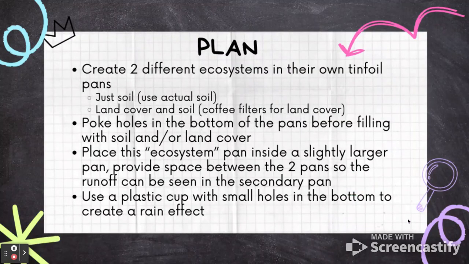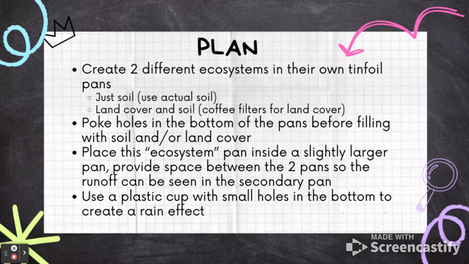To do this, I went to the dollar store. I got four tinfoil pans. I got two 9 by 13s and two turkey size pans. I wanted to create two separate ecosystems to see the different effects. I used one that was just soil, and then I did one that was land cover and soil, and I used coffee filters as a form of land cover.